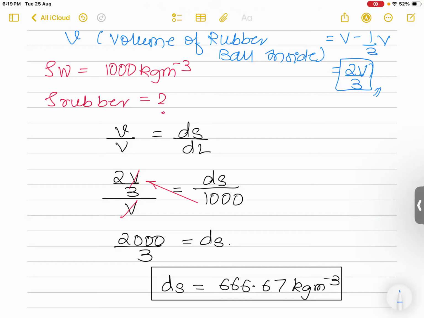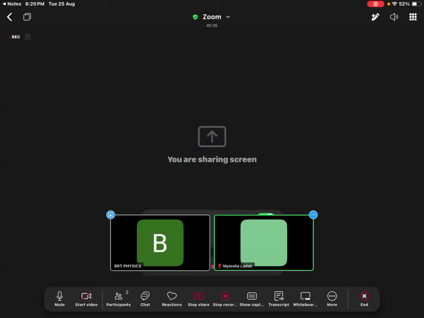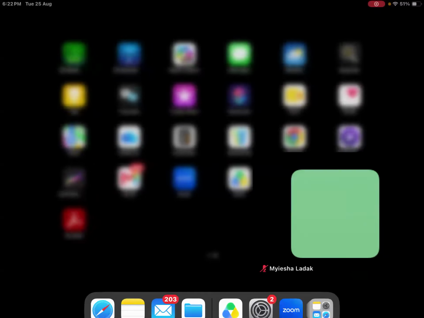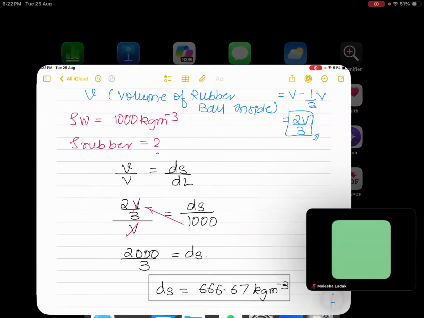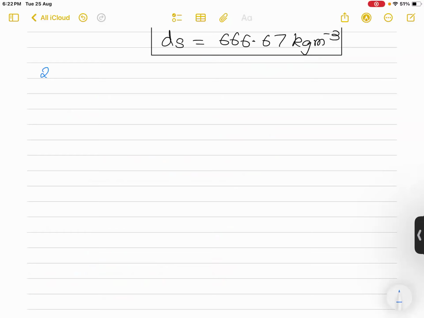Should we start? Let's take the second one, guys. So the second question is here. Maisha, if you can read the second one for us.